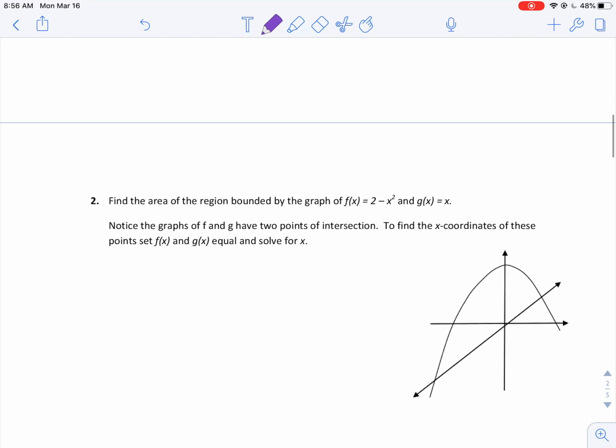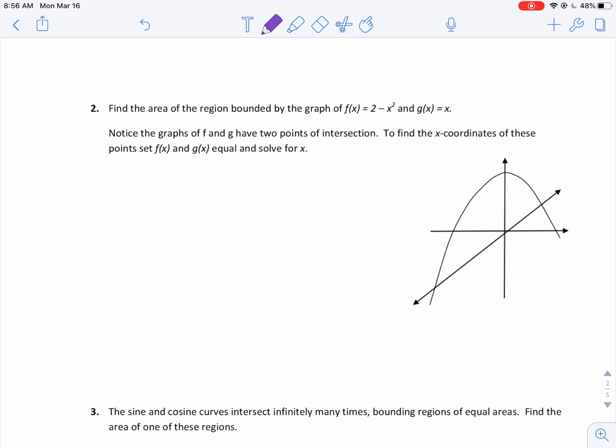All right, let's look at the next example. On our next example, we want to find the area of the region bounded by the graph of f of x, which is 2 minus x squared, and g of x. So again, I know f is my quadratic, that's upside down because of the negative sign in front of the x squared, and y equals x, which is g, is my linear function. So the only thing I don't know is my intersection points.